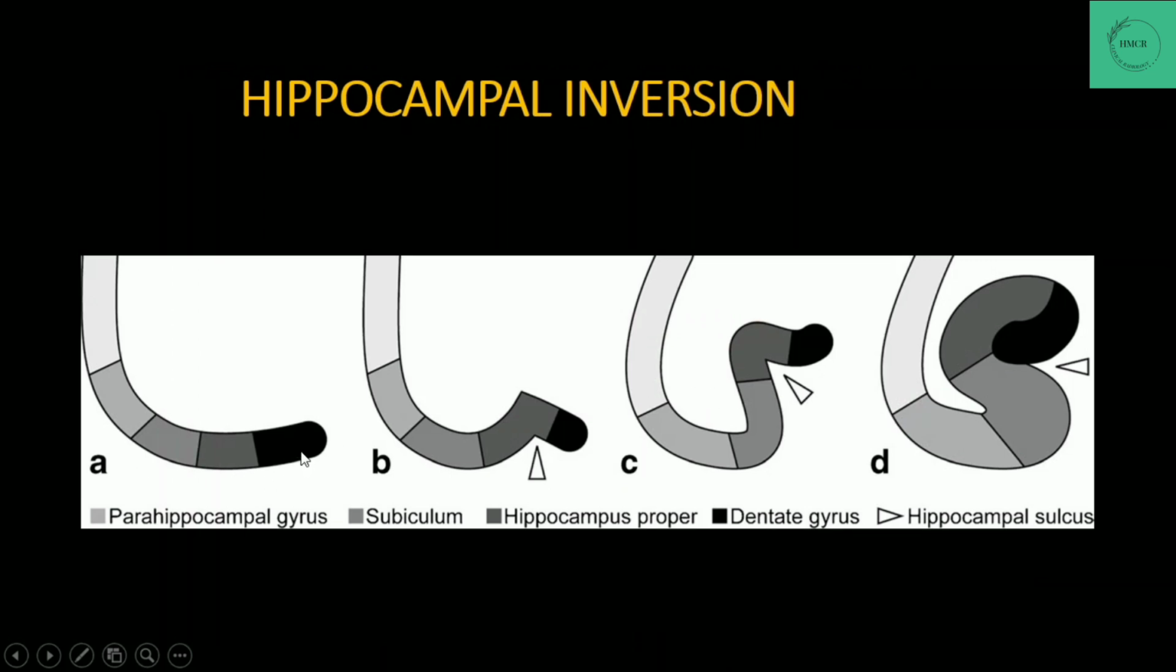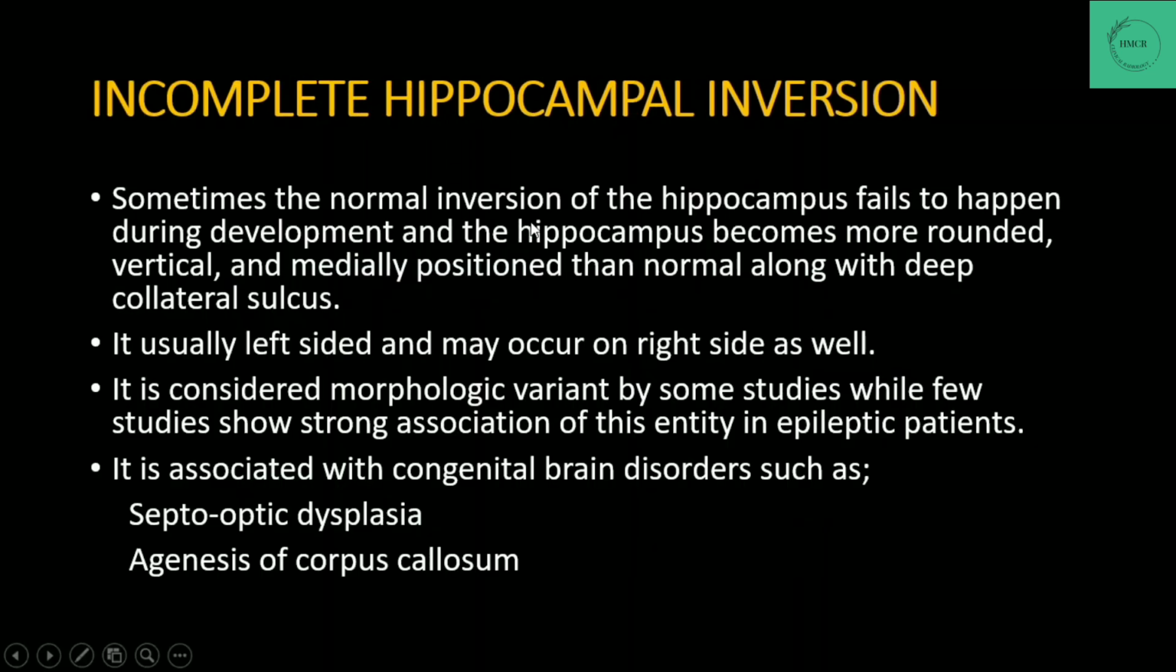During development, the hippocampus unfolds on its own axis. So the dentate gyrus is the most interior structure of the hippocampus. Sometimes the normal inversion of the hippocampus fails to happen during development, and the hippocampus becomes more rounded, vertical and medially positioned than normal, along with a deep collateral sulcus. This phenomenon is called incomplete hippocampal inversion. It usually occurs on the left side and may occur on the right side as well.